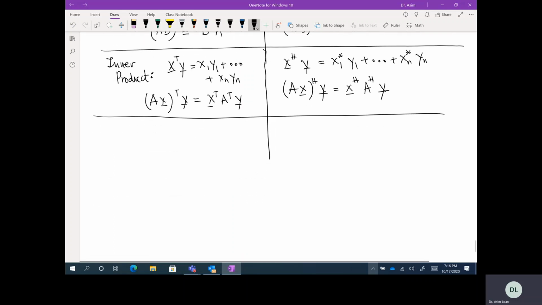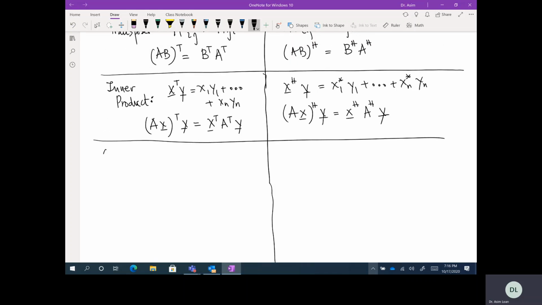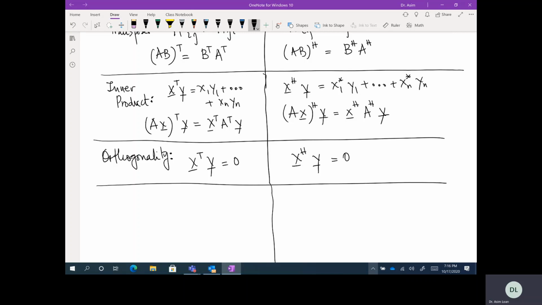Okay. What about orthogonality? Orthogonality is the same definition again, adjusted to cater for the complex conjugate part. So for orthogonality, you have x transpose y equals 0. Here we have x Hermitian y equals 0. Again, this is a scalar 0. This is not a vector.